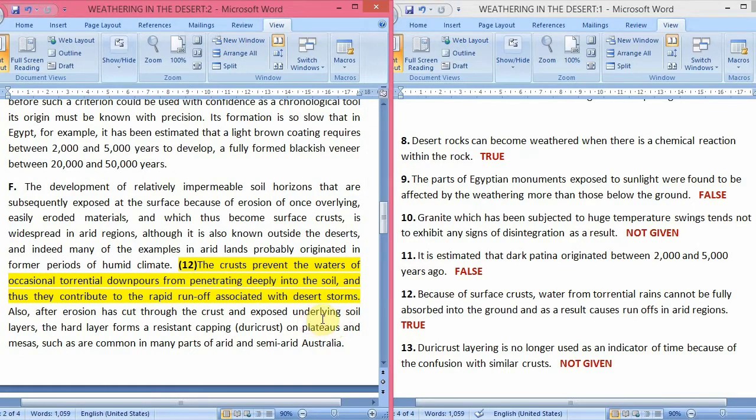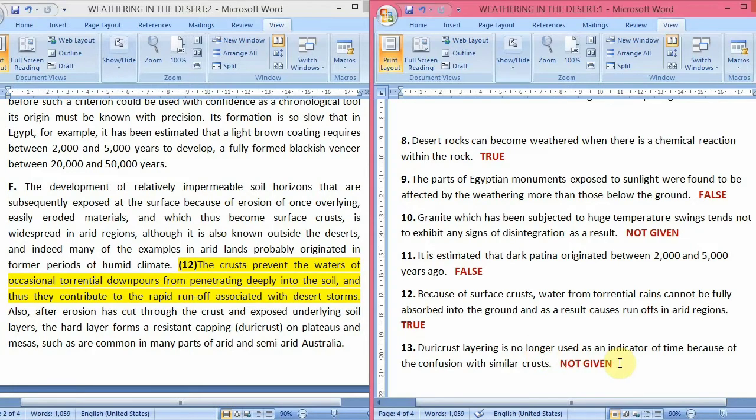So this we have to confirm, because up to this we firstly also read, and we knew that it is true, and we need to confirm whether it causes runoffs in the arid regions now. And thus they contribute to the rapid runoff associated with the desert storm. So yes, as a result there are runoffs, and in arid regions, where they were talking about this, in this whole paragraph they were talking about arid regions. So definitely the answer of the 12th question must be true.